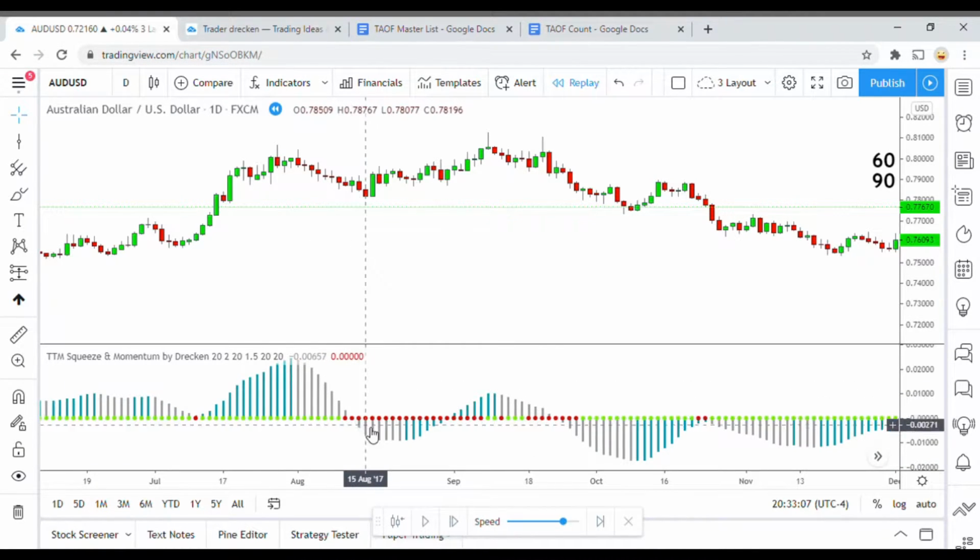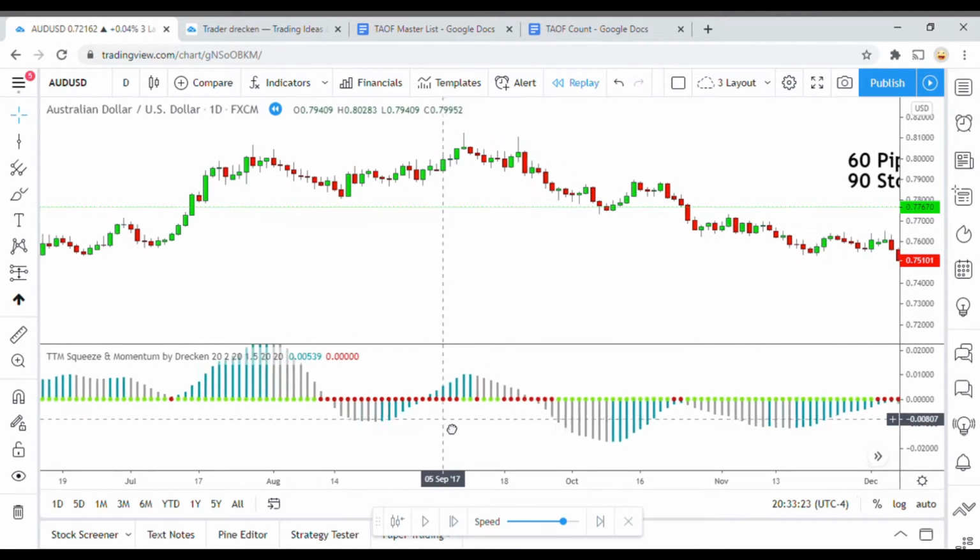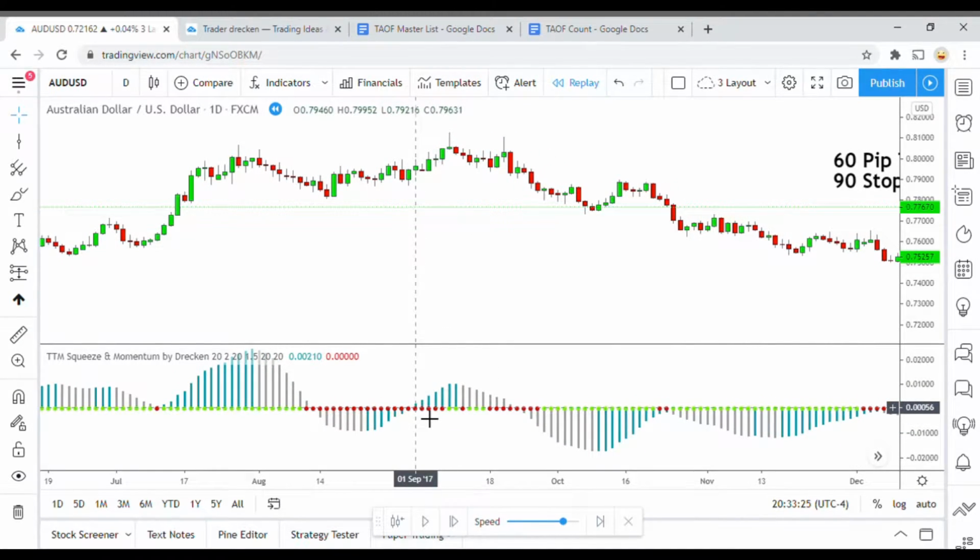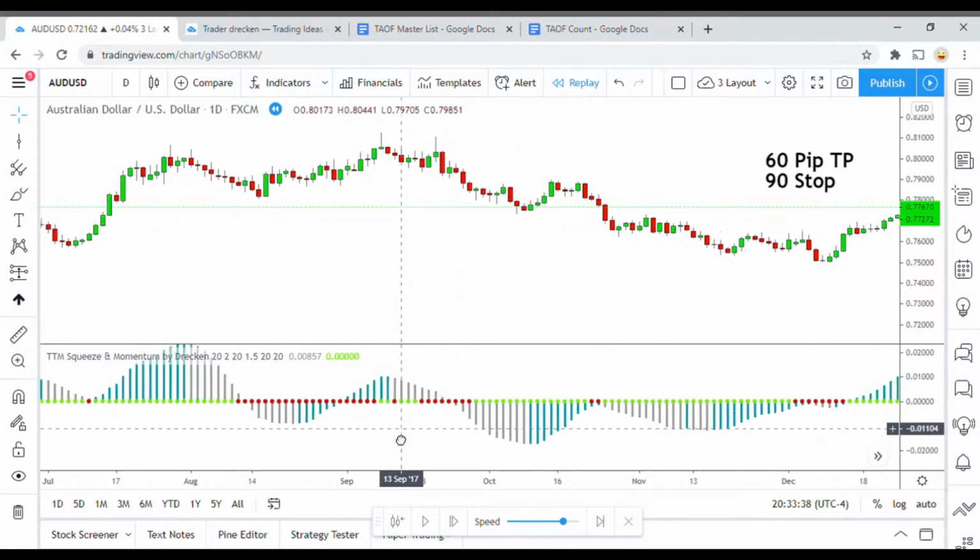So here's an example where it broke down below. The dots were red, indicating that it was a ranging market and not a trending market. And so therefore we would not have taken that trade. We would have waited it out. And then the same deal here. It broke up to the upside, but the dots were still red, and we would have waited to take this trade until the dots turned green.